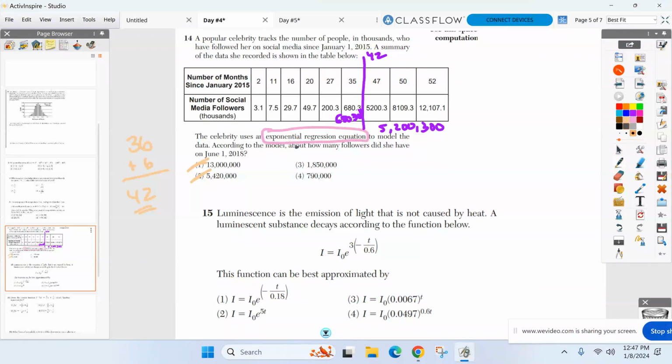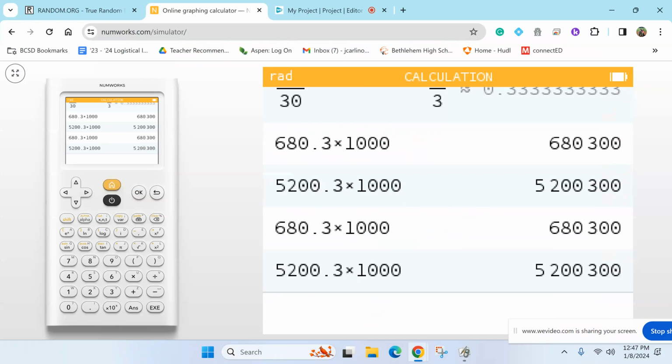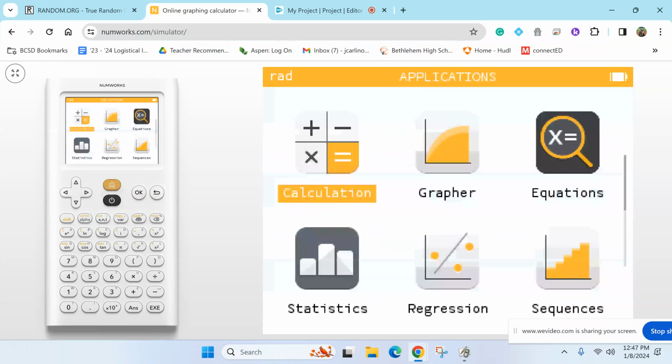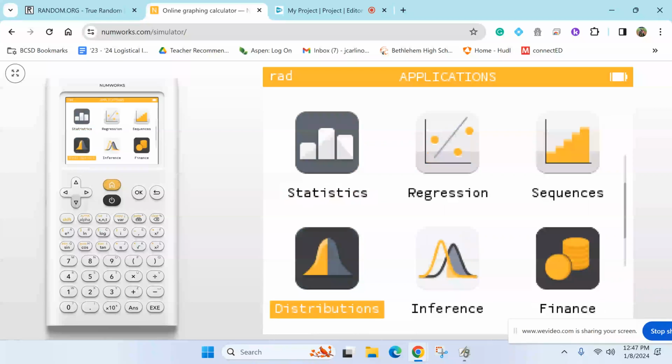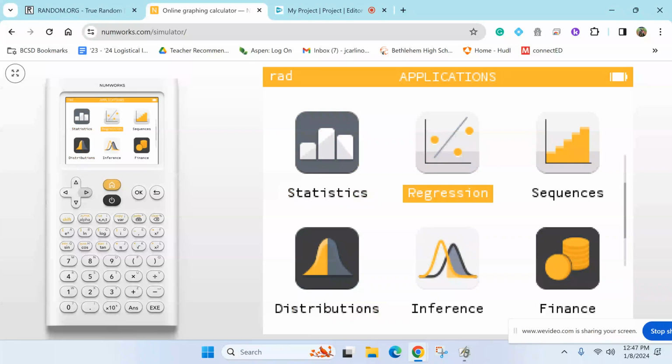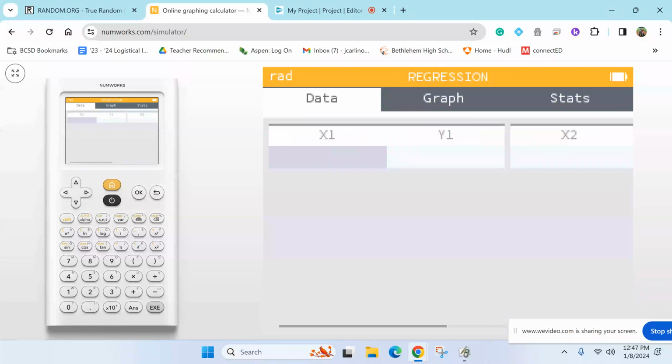All right, so go to your NumWorks, because this is a new screen we have not ventured into this year. We know calculation, we know grapher, we know equations. Heck, we know statistics, right? Mean, median, mode. We also know distributions. We're here a lot. Oh, look at it. It's right there. Regression, right? As soon as you hit enter, guess what pops up? A table to put values in. So there's our table of values.